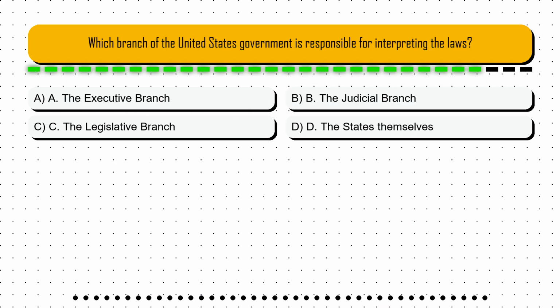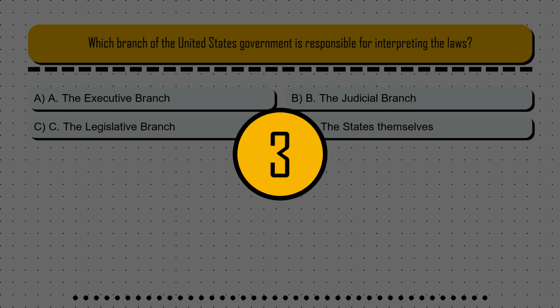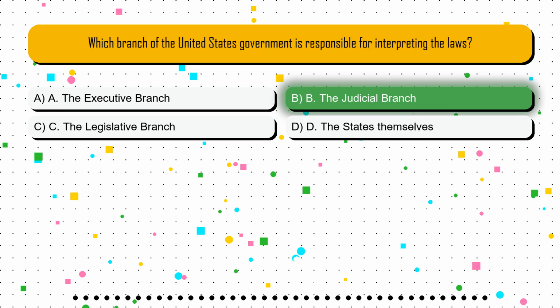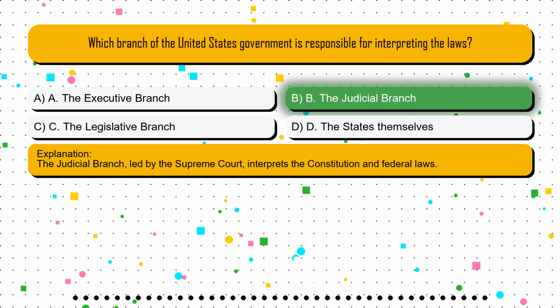Question 29. Which branch of the United States government is responsible for interpreting the laws? Option A, the executive branch. Option B, the judicial branch. Option C, the legislative branch. Option D, the states themselves. The correct answer is option B, the judicial branch. The judicial branch, led by the Supreme Court, interprets the Constitution and federal laws.